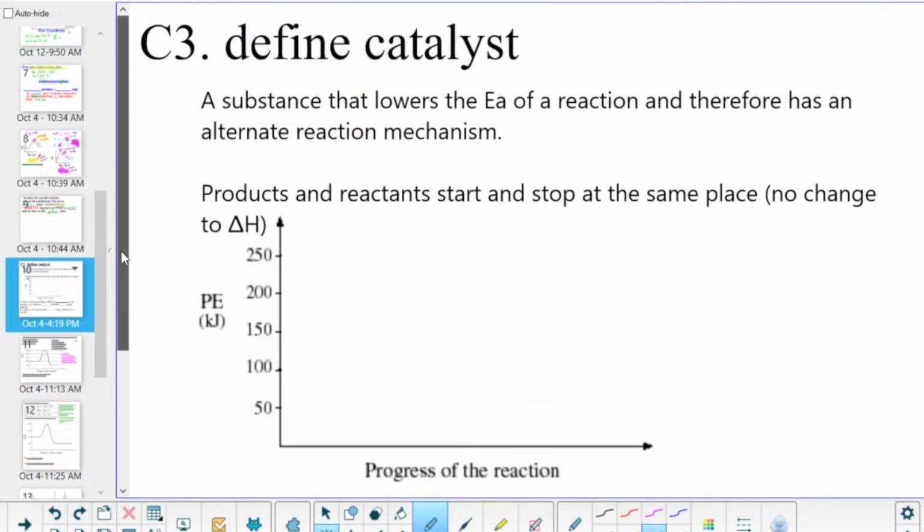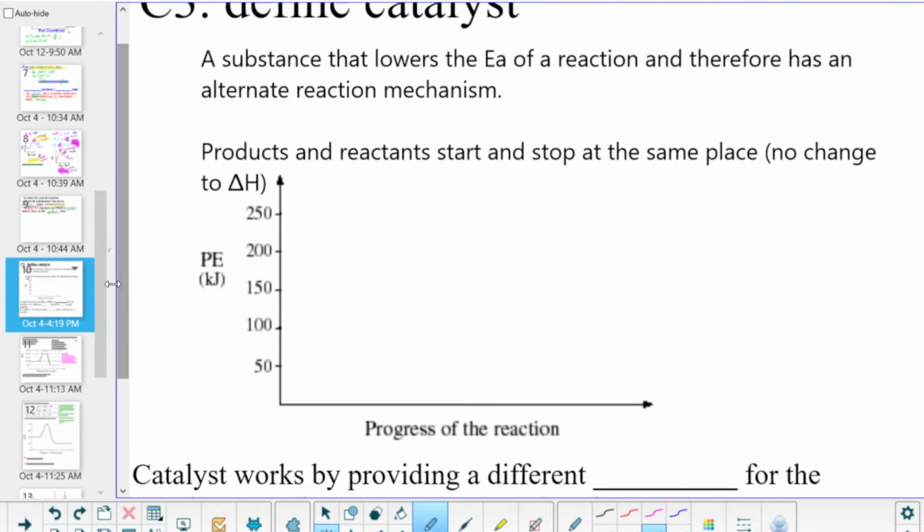So, we're going to define a catalyst: a substance that lowers the activation energy of a reaction and therefore has an alternate reaction mechanism. And what I am going to draw, starting, I'm going to put in some dotted lines so I actually can draw.